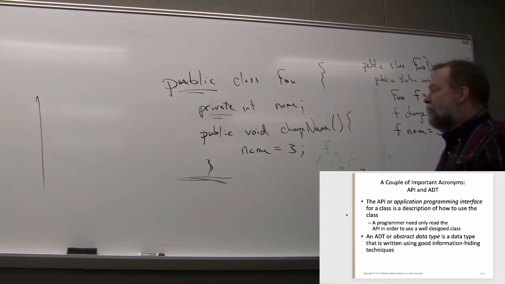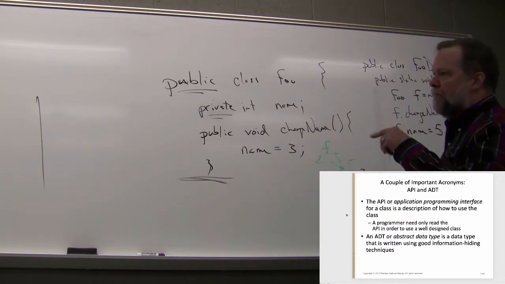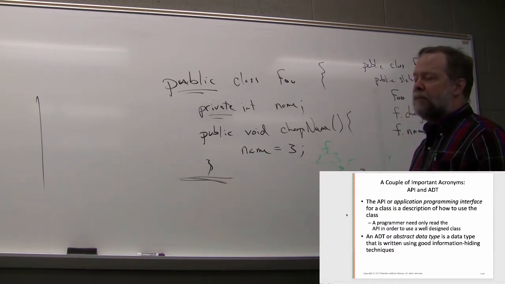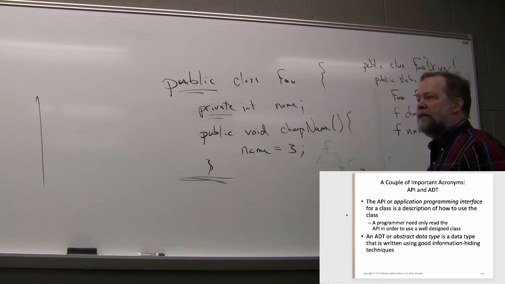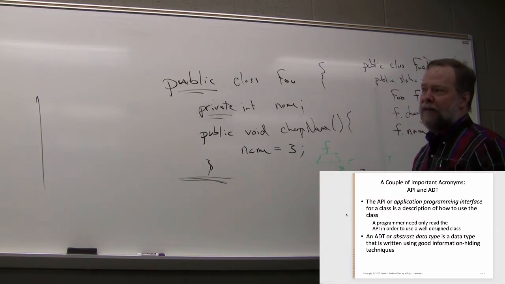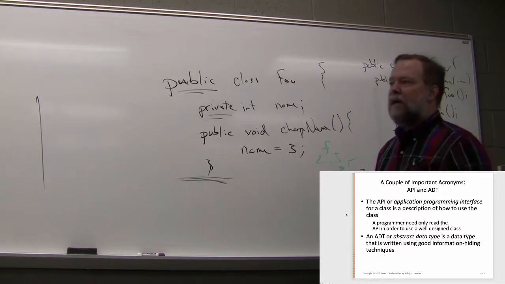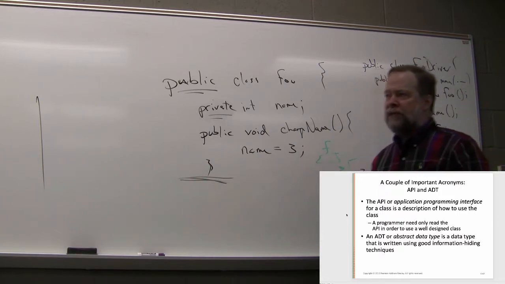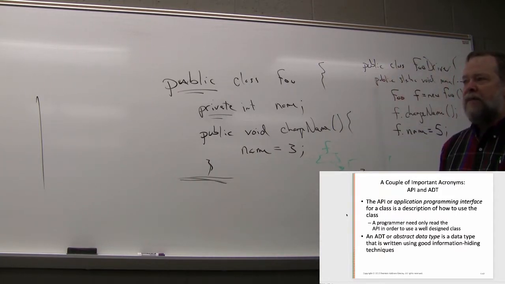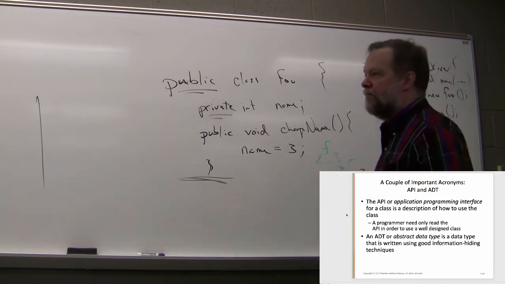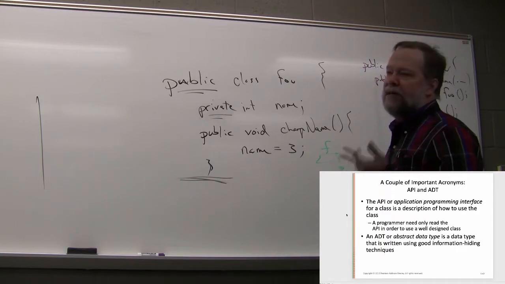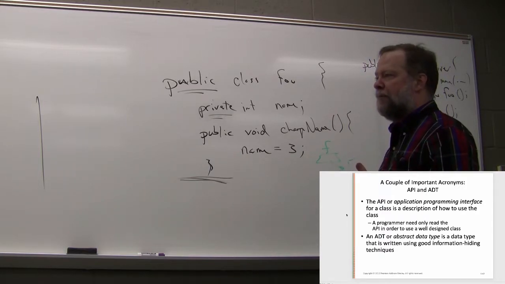All right. So there are some acronyms related to the concepts of encapsulation and information hiding. These are API, which stands for Application Programming Interface, and ADT, which is Abstract Data Type. And they're actually fairly similar concepts. There are slight differences, but they're fairly subtle. And you may have heard the term API before. I think I may have thrown that term out there a couple of times.